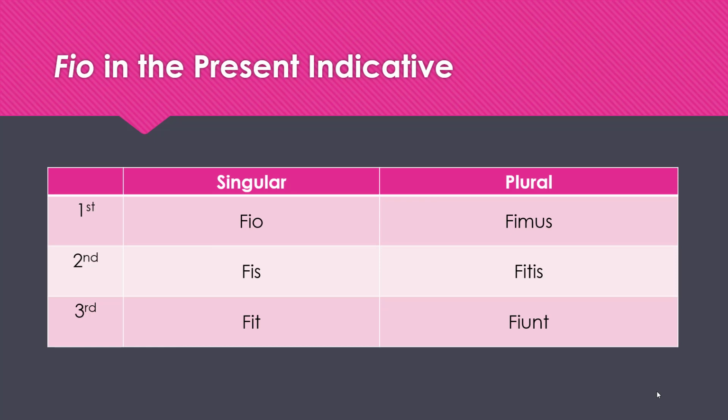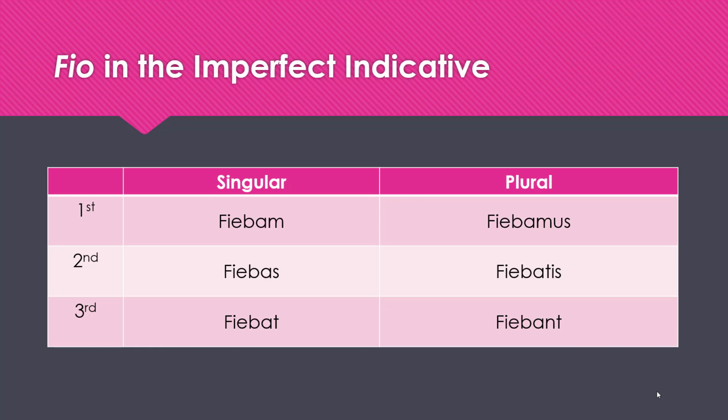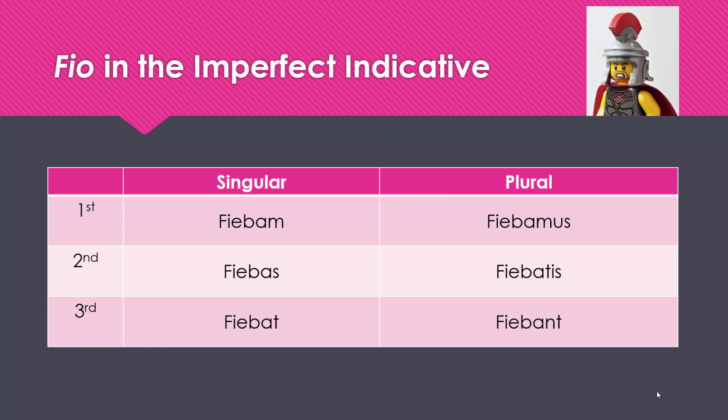If you think back to audio in the imperfect, it was that IE and then bam, bas, bat, and so on. That's what we have with fio here. So fiebam, fiebas, fiebat, fiebamus, fiebatis, fiebant. It's really just those third io or those fourth endings with an F in front of them, right? So pretty easy there. Kind of what you would expect for the imperfect.